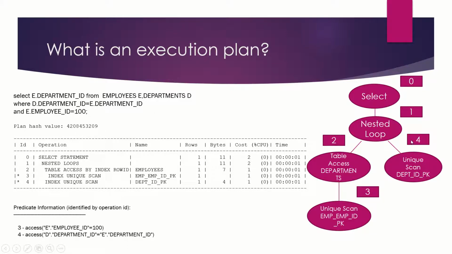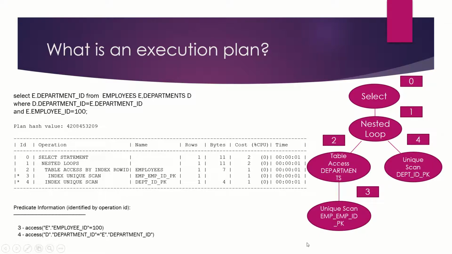Correct? So after 2 and 4, the first operation gets executed, which is the nested loop, again the join between the departments table and the employees table using the nested loop join operation. Once the join is done, the zeroth operation, the select, selects whatever rows are qualified and displays them as the output. So the way we wanted Oracle to execute and the way Oracle has actually executed this query is exactly the same, and we have verified it by reading and interpreting the execution plan.